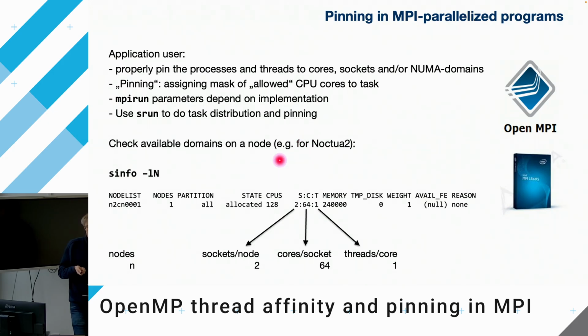And what we can do, we can first figure out with the sinfo command, you will get a list of the compute nodes, and you find the information how many sockets per node we have on the system, how many cores per socket, how many threads per core. So in this Nocta 2 example, it's 2:64:1. On Otus, it would be 2:96:1.